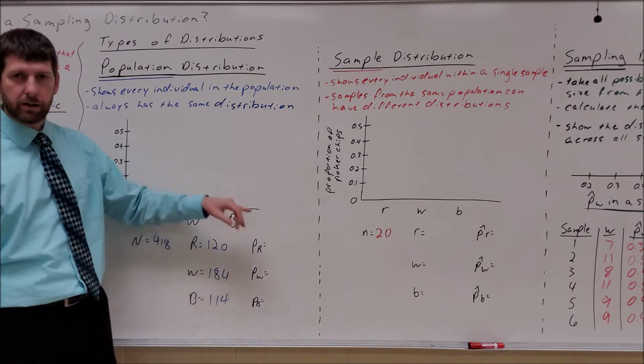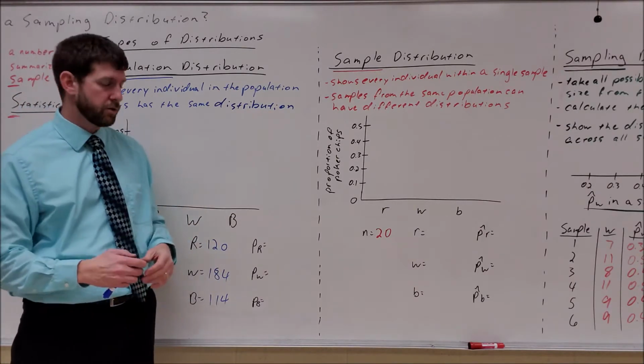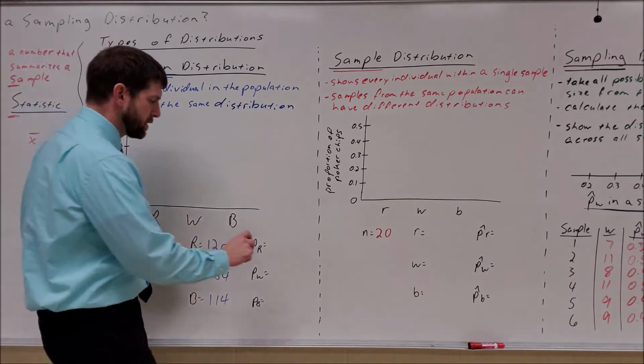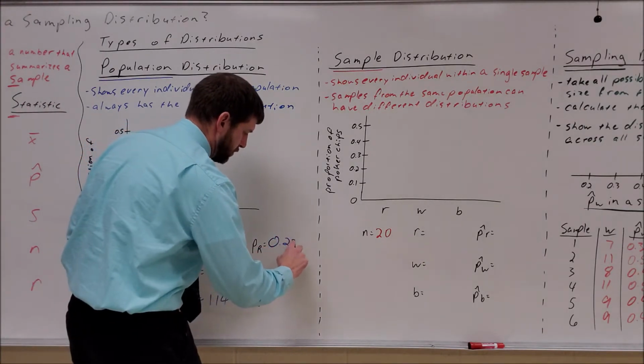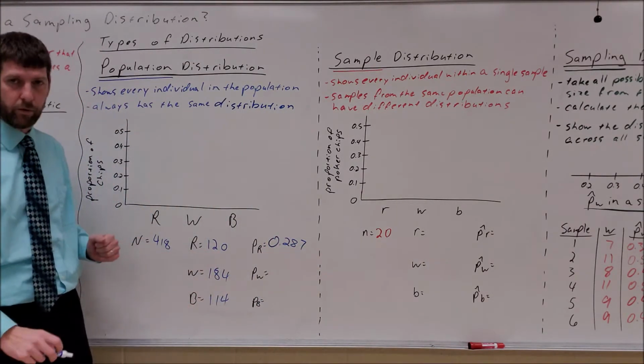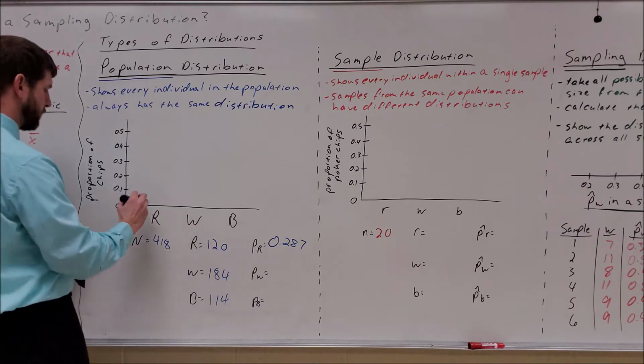So if we were to calculate the proportions and draw out the distribution on that, my proportion of red ones is 0.287, just 120 out of 418. So that's a little bit under 30%.